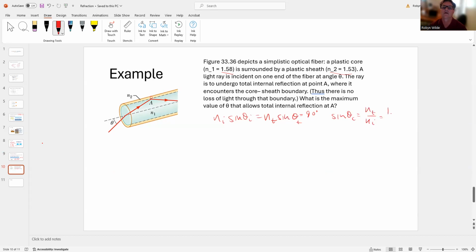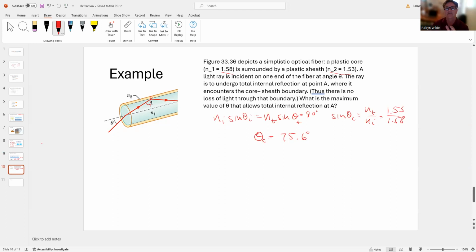So the sine of my critical angle is Nt over Ni, so we have 1.53 over 1.58. If I take the inverse sine of this, making sure I'm in degrees, I get an angle of 75.6 degrees. This is my critical angle. It's a very big critical angle. Anything bigger than 75.6 degrees at this interface is going to be totally internally reflected.